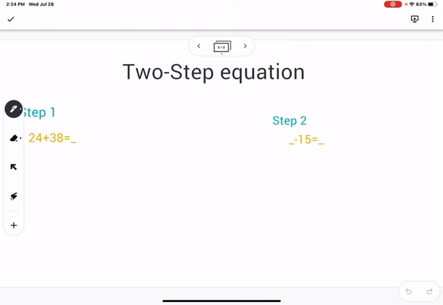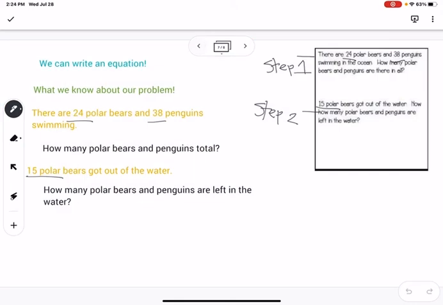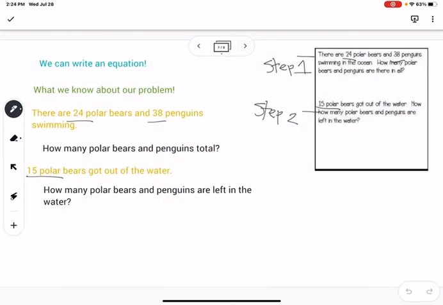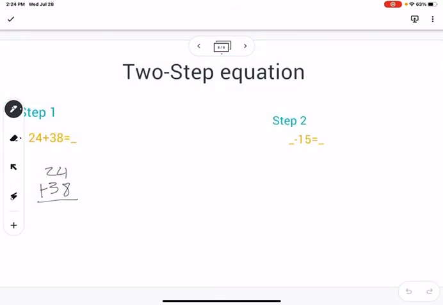So I wrote this in our step 1 equation and step 2 equation. So we have 24 plus 38 that we did over here. Oh, I erased it. Sorry. We have our 24 plus our 38. 8 plus 4 is 12. 2 plus 3 is 5, plus our 1 that we carried is 6. So our answer to this is 62.